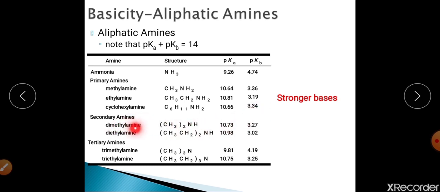If we talk about the secondary amines, particularly dimethylamine, its pKb value comes out to be 3.27, diethylamine 3.02, and when we talk about the tertiary amines, the values come out to be 4.19 and 3.25. The pKb value tells us about the basic nature of different types of amines, whether it is aromatic, aliphatic, or heterocyclic.